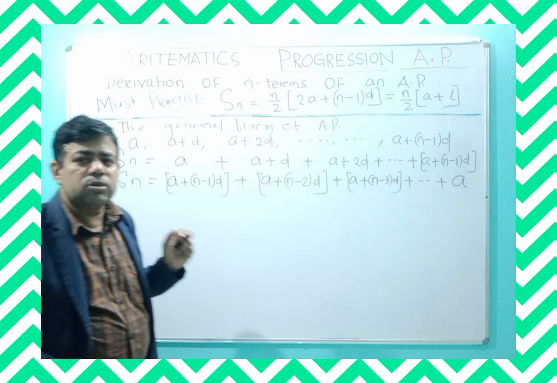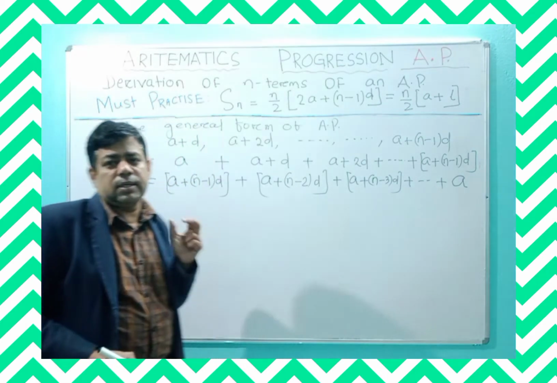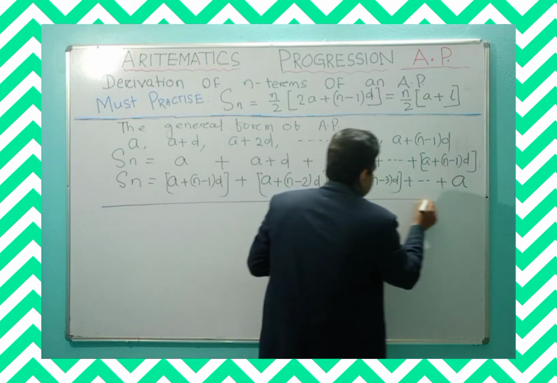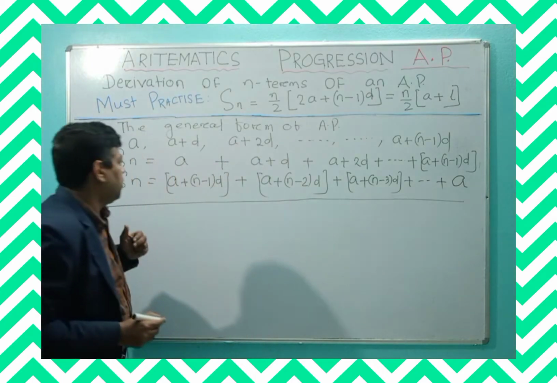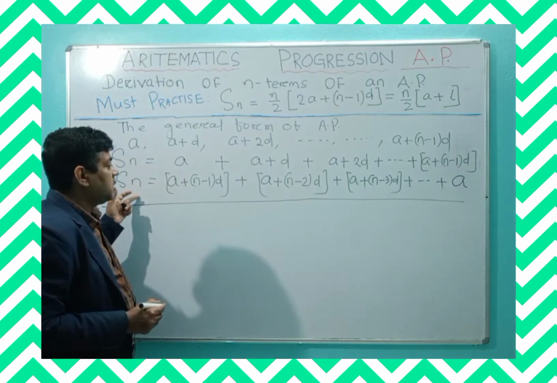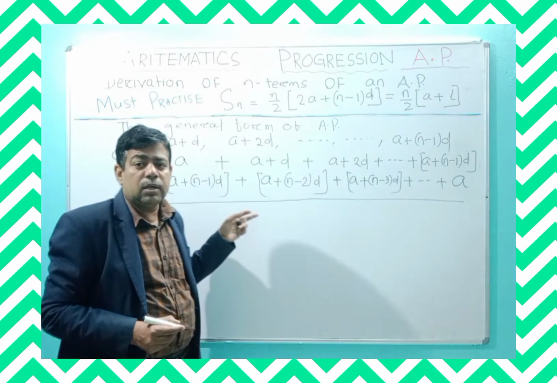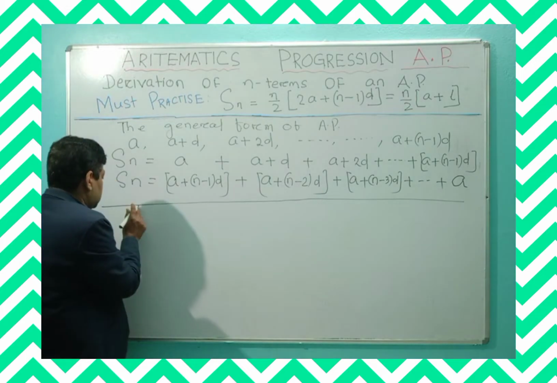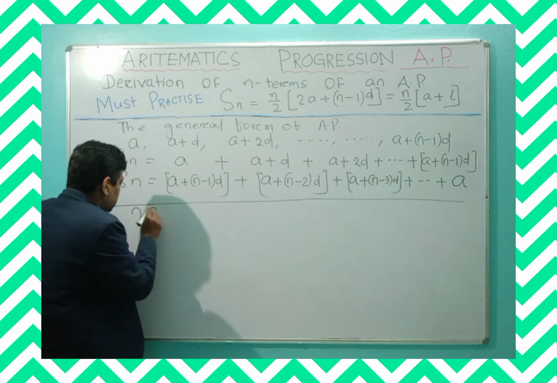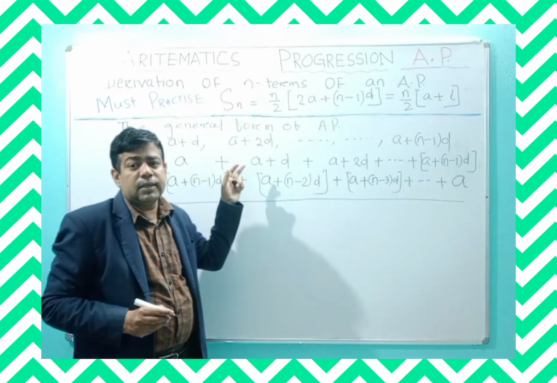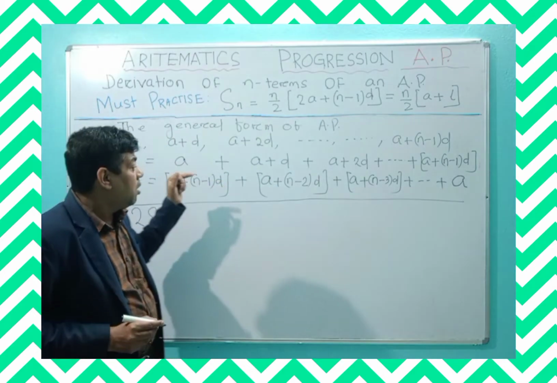Now we are getting two equations, equation 1 and equation 2. Can you add the two equations? Let us add. Whenever you are adding the two equations, first you have to add LHS to LHS, and RHS to RHS. Now you see LHS: Sn plus Sn, all of you know, it is 2Sn.